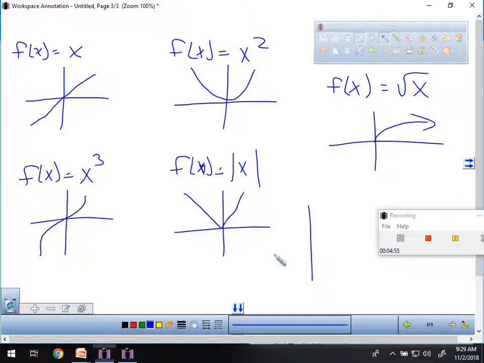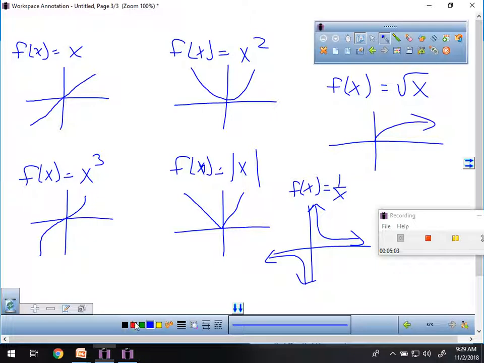And then the last one is your rational function, 1 over x, and it looks like this. It's the only one, and I can show it to you better now, it's the only one of my 6 functions that has 2 asymptotes, one at the x-axis and one at the y-axis.